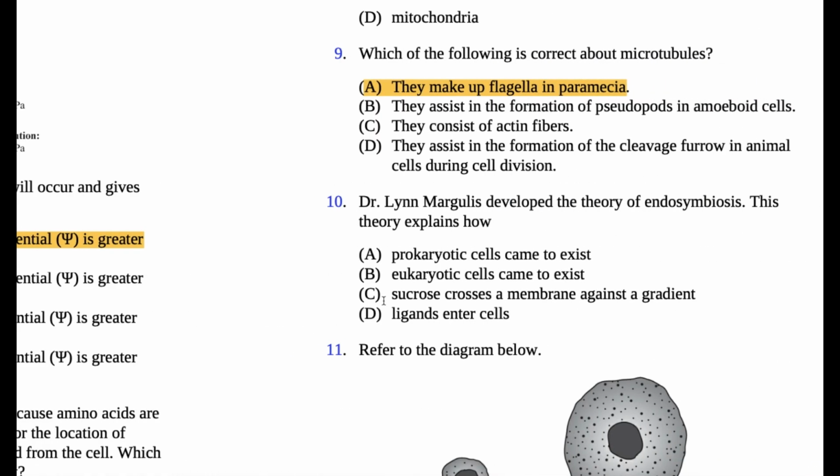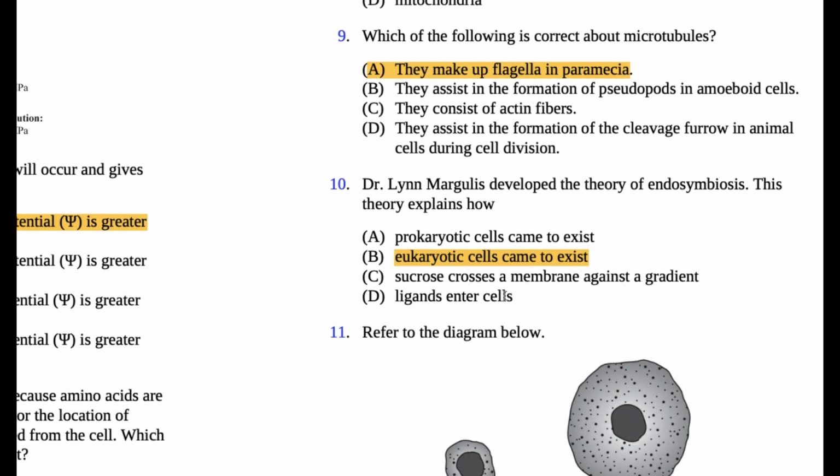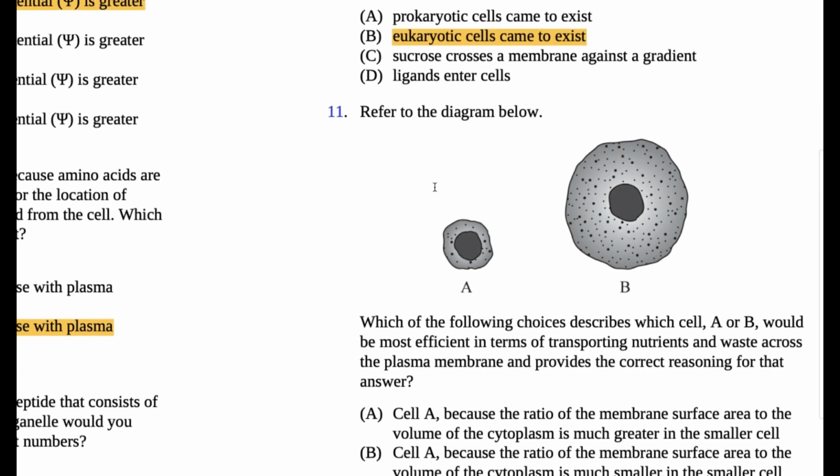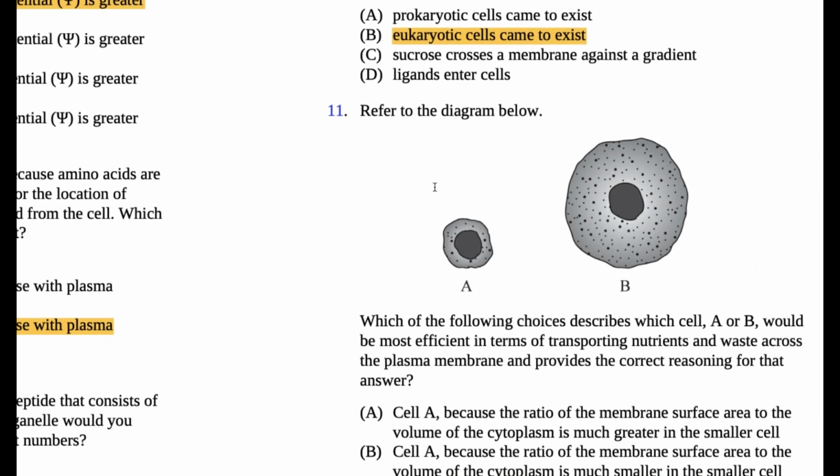So it explains how eukaryotic cells came to exist, right? It does not have anything to do with ligands or sucrose crossing the membrane against the gradient. That one has something to do with the transportation of substances through the membrane, and this one has something to do with the signal transduction process inside the cell, from the outside to the inside of the cell. Right.